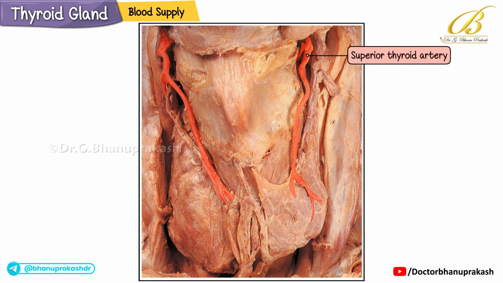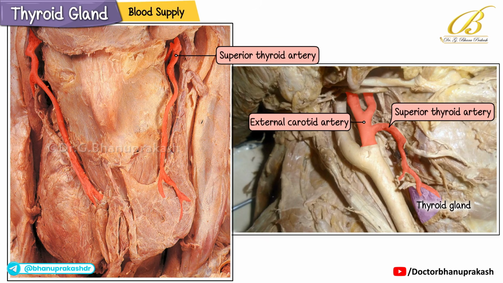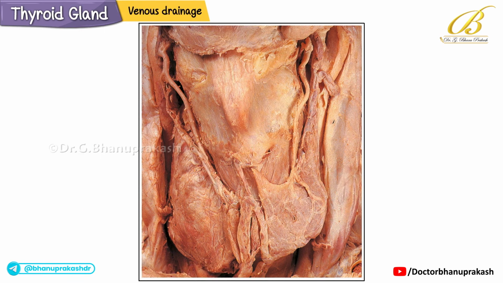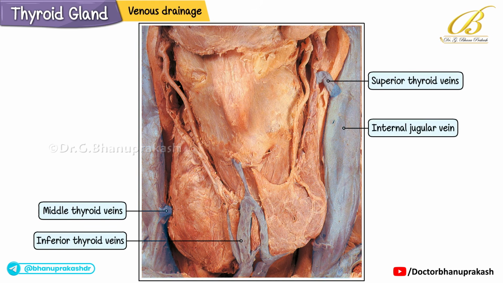The superior thyroid artery, arising from the external carotid artery, is visible on both sides of the neck. Each artery divides into anterior and posterior branches at the apex of the lateral lobes. Venous drainage is equally well defined, showing the superior, middle, and inferior thyroid veins converging into the internal jugular vein.